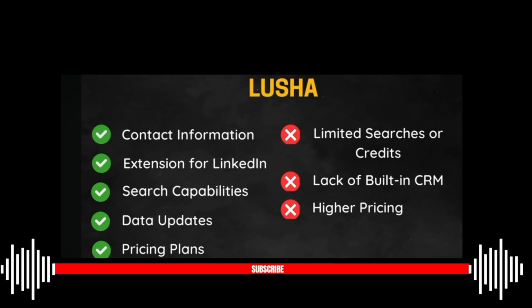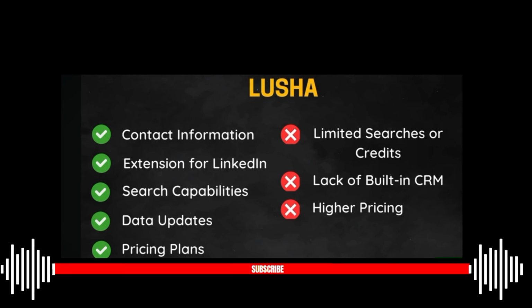is current. Lusha has a flexible pricing plan suitable for different team sizes but may limit the number of searches or credits, which can be challenging for large outreach campaigns. Unlike Apollo, it lacks built-in CRM functionality, so users need to integrate it with other tools for comprehensive management. Pricing can be higher compared to some competitors, which might not be ideal for startups or small businesses.